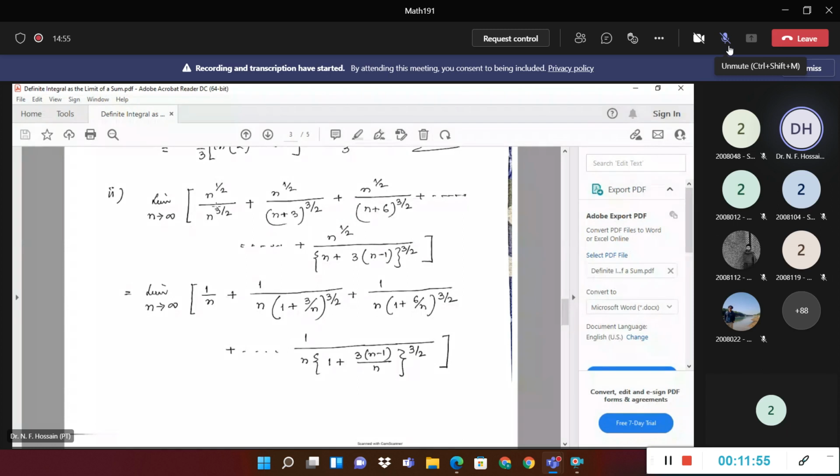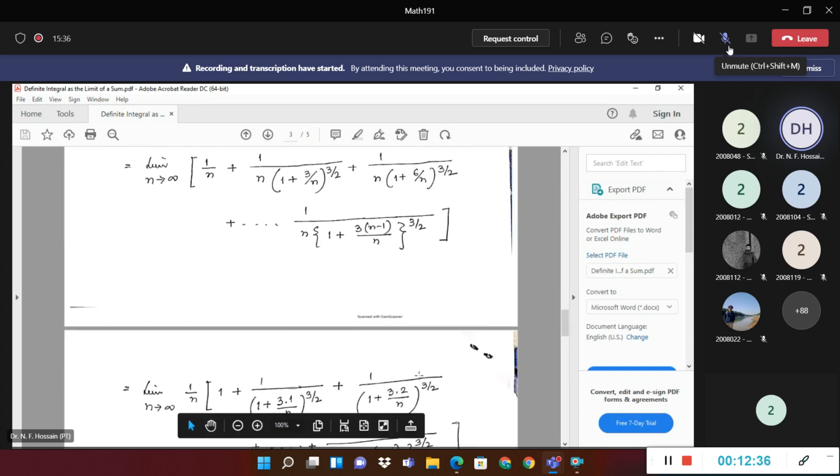Okay. So now here you see n to the power 3 by 2 minus half. It will be 1 over n. Similarly, if you take here n common, and if you take it outside the bracket, it will be n to the power 3 by 2. So ultimately there should be an n here. So it should be 1 by n into 1 plus 3 by n whole to the power 3 by 2. So in the next term, it should be 1 by n into 1 plus 6 by n whole to the power 3 by 2. And in the last term, it should be 1 by 1 plus 3 into n minus 1 by n whole to the power 3 by 2.